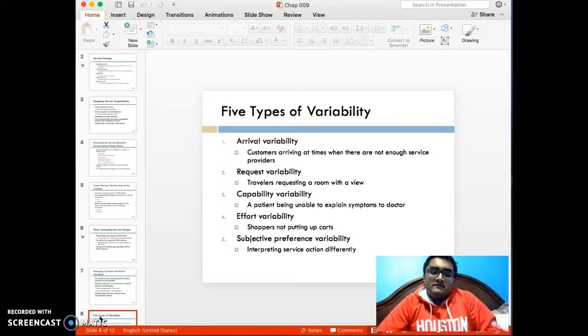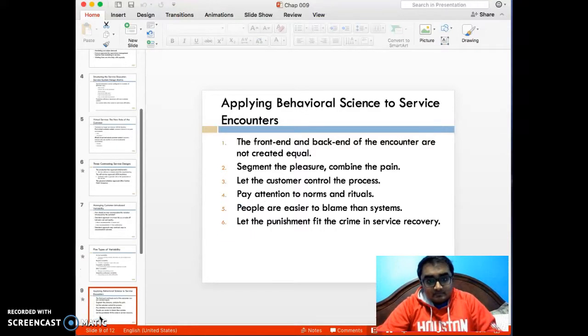There are five types of variability. The first one is arrival variability, when the customer arrives and say there's a long line and there's just not enough people to help that customer. The next one is request variability. So the customer wants to request a room at a hotel with a certain view, and if you don't have it, then it just looks bad. Then there's capability variability, the next one is effort variability, and the last one is subject variability.